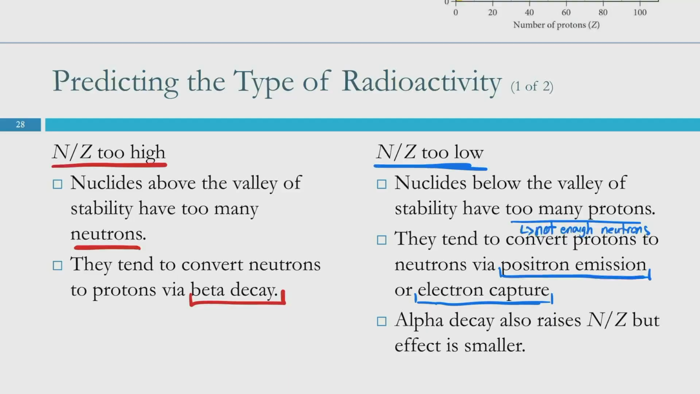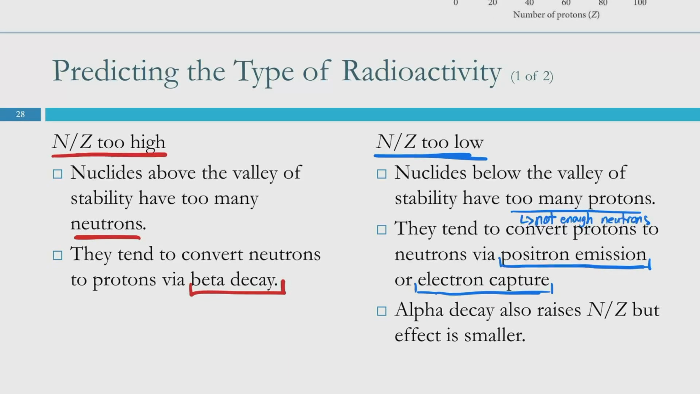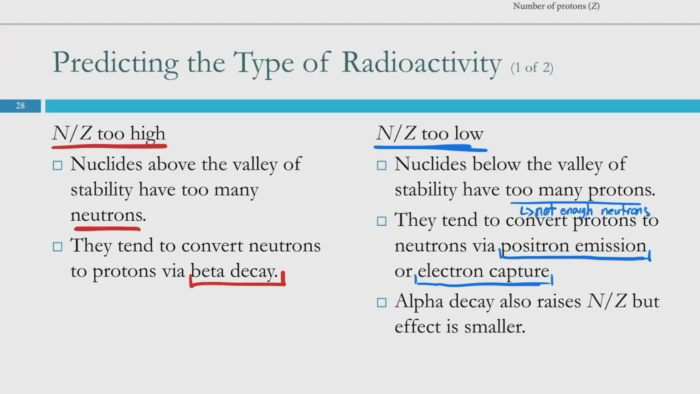You can also do alpha decay because it changes your N to Z ratio. You're losing the same number of each, but because they're both getting smaller, it changes the ratio. But it's got a really small effect, and so we wouldn't expect alpha decay to be a common or an effective way of increasing our stability.